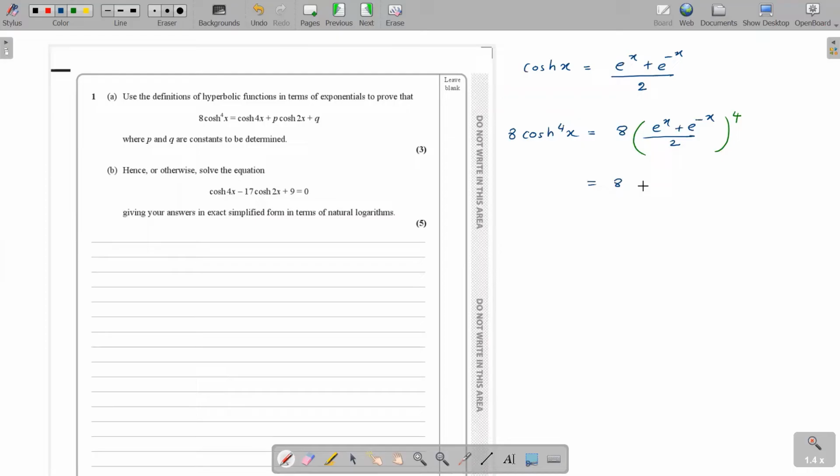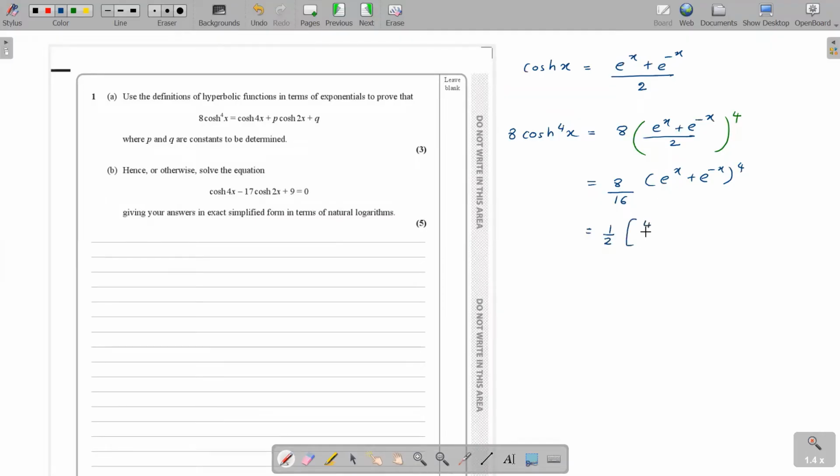8 times, so I can take the power 4 for the 2. 2 to the power 4 gives me 16. Shall I take the 16 out like this? 8 over 16 times (e^x plus e^(-x)) to the power of 4. So basically to expand, power 4 means you write the same bracket 4 times, or we could go for a binomial expansion. That is a lot easier. 8 over 16 is half. Shall we go for a binomial expansion?